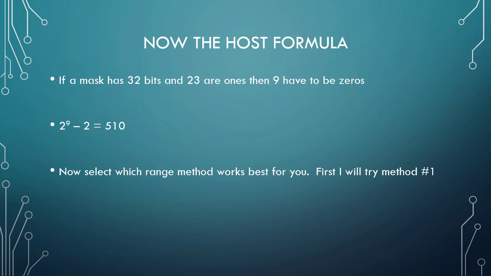remember, a subnet mask is always 32 bits, and an IPv4 address is always 32 bits. And if we had a /23, then that means 23 of them are 1s. So if 23 are 1s and there's 32 bits total, then 9 of them have to be 0s. So in this case, 2 to the 9 minus 2 gives us 510. So then you can just figure out which range formula works best for you.